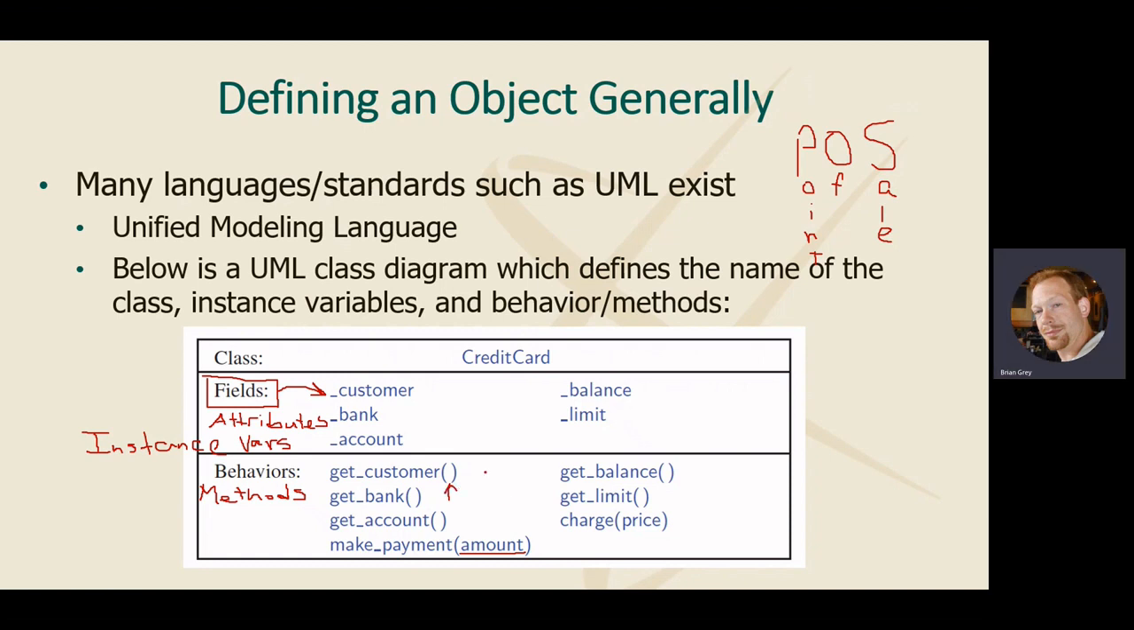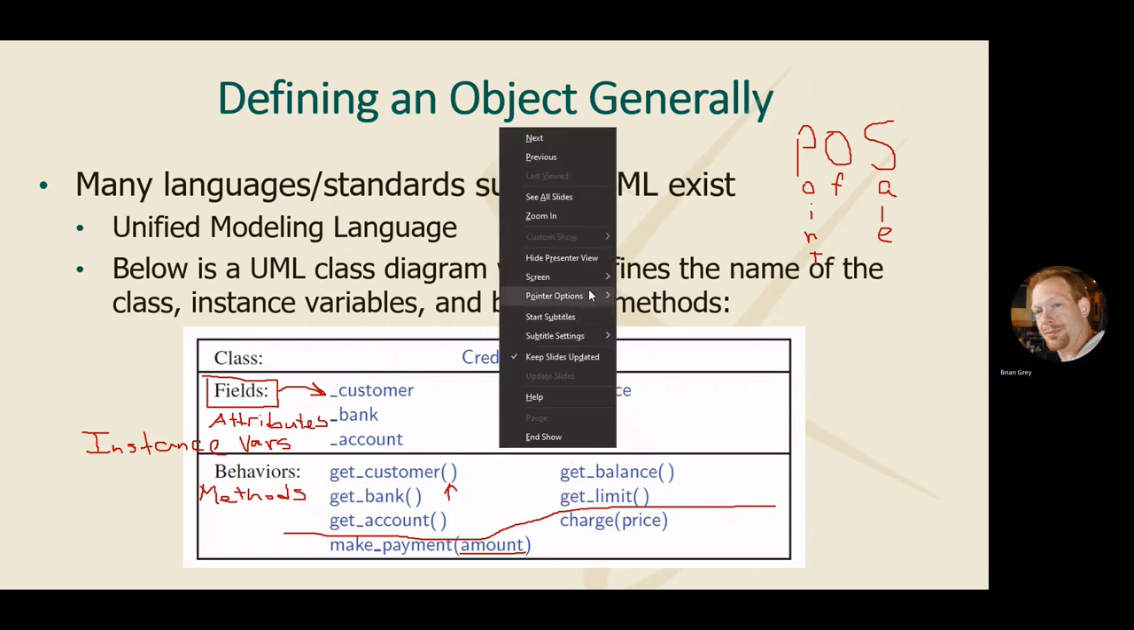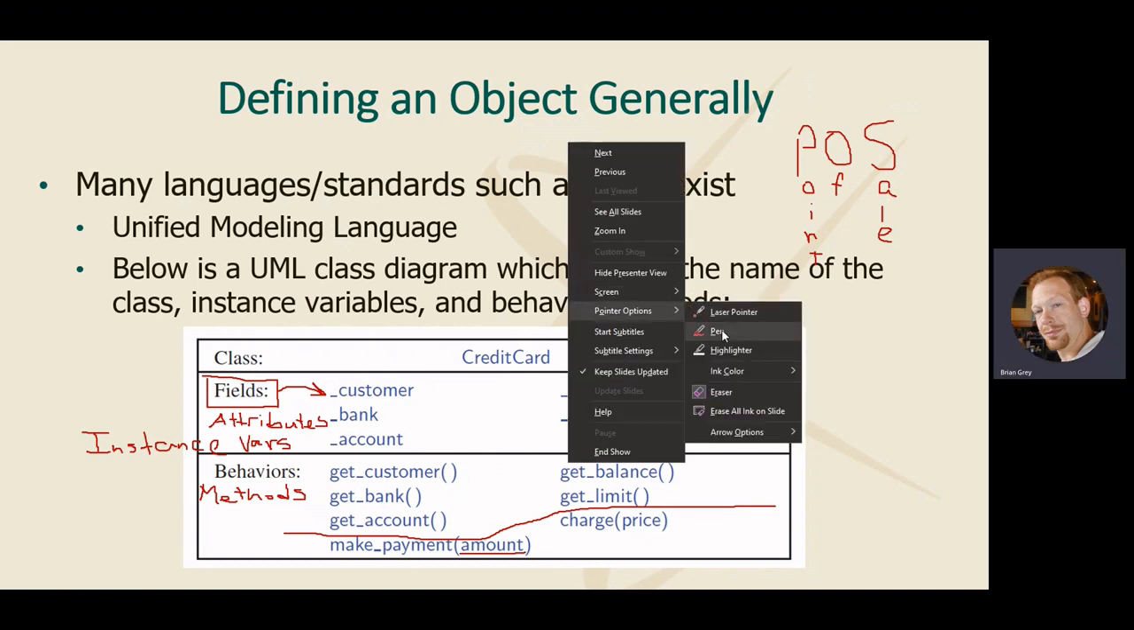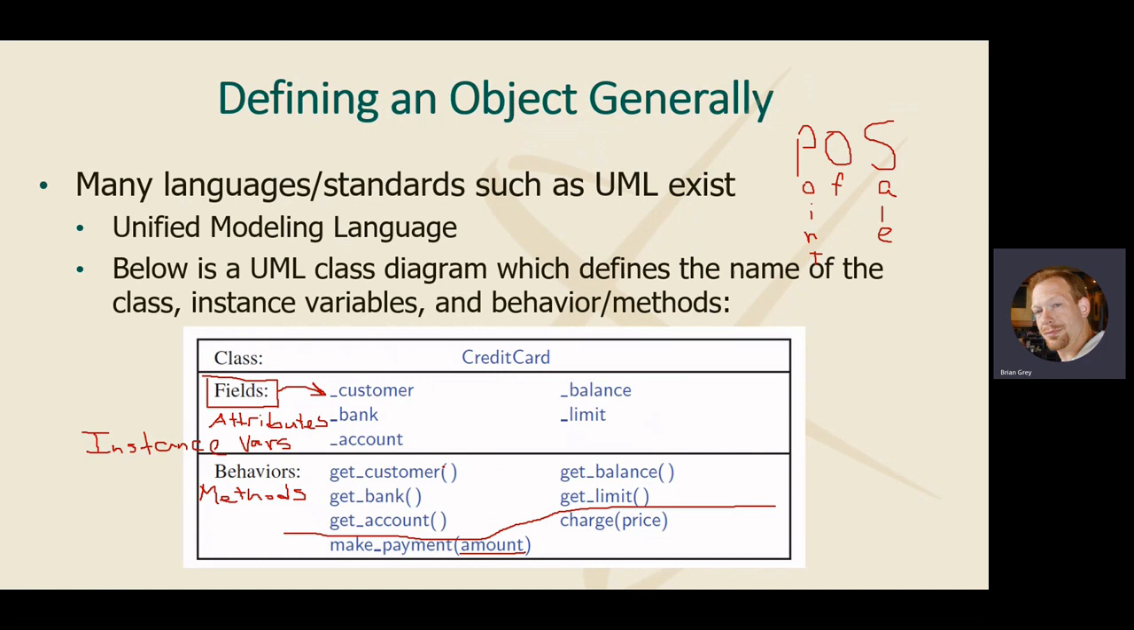Okay. Well, what kind of things will we need to describe about our credit card? Right? What kind of actions will we need to get? Well, we need to get a customer or get the bank or get the account or get the balance or the limit, right? And this is one class of method. And we'll talk about the two different classes in a minute. So these are methods that will return some aspect of your object.